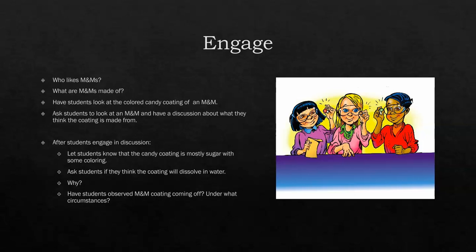And then after you engage your students in the discussion, let your students know that the candy coating is actually made of mostly sugar with some coloring. And then ask your students if they think the coating will dissolve in water and why.